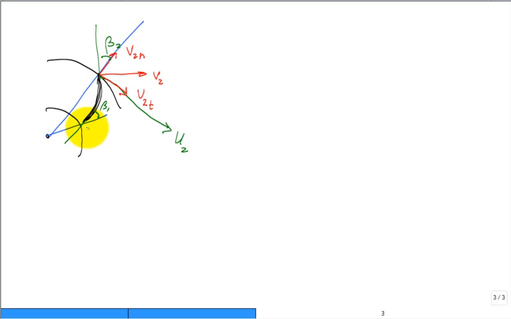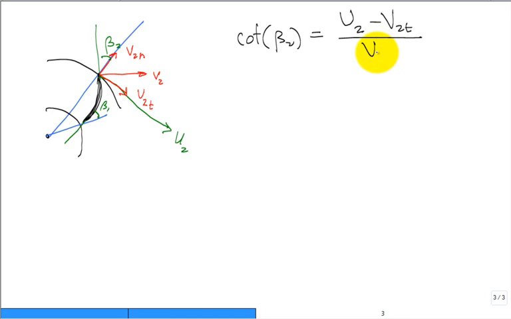All right. So there's a little bit of geometry here. So cot of beta 2. I don't even remember what cot is. Cotangent. Oh boy. So the cotangent can be expressed as U2 minus V2 tangential divided by V R2.